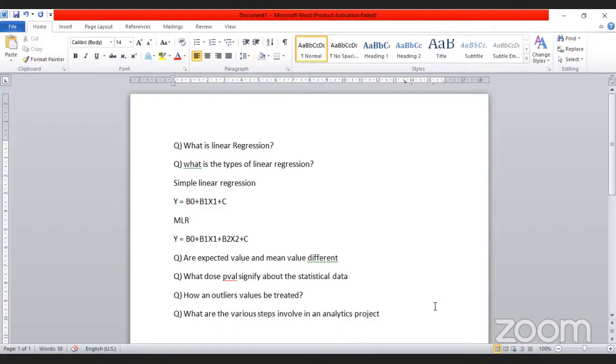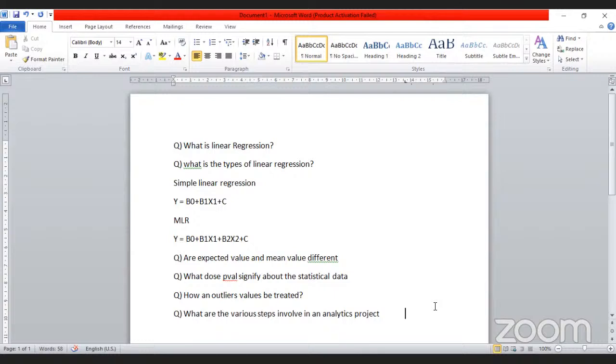We have to explore a data set. Next step is preparing data for a model, data preprocessing. That means we have to detect outliers, treat missing values, do transformation, transform variables like that. The third step is data preprocessing, meaning data cleaning.